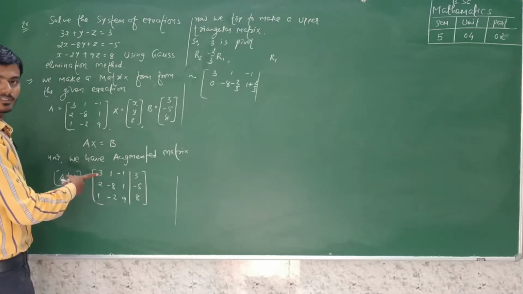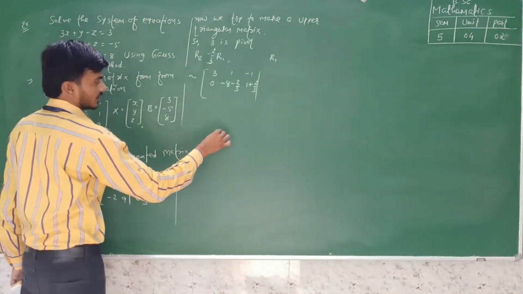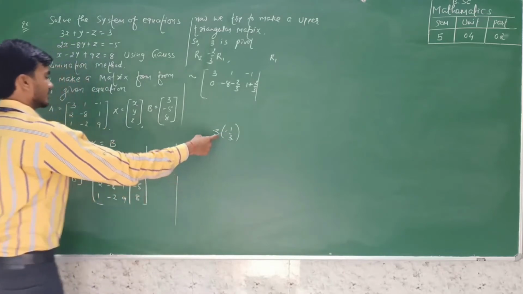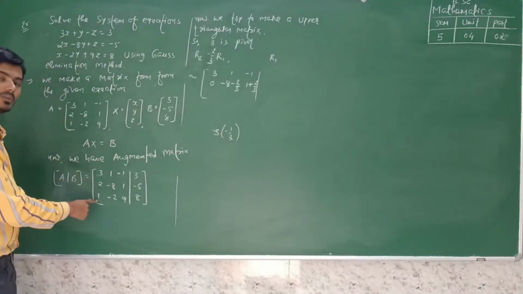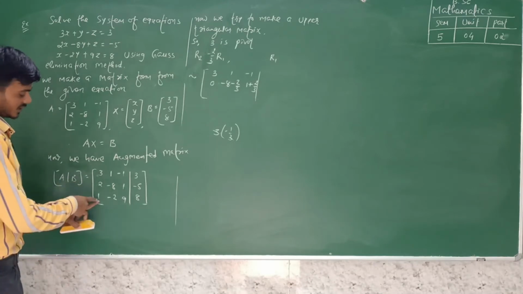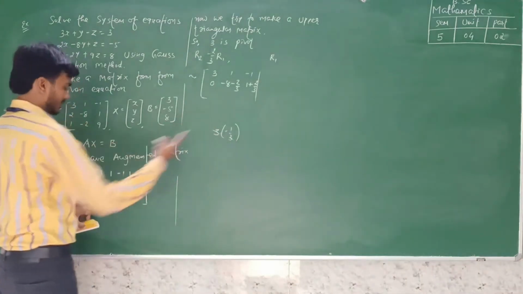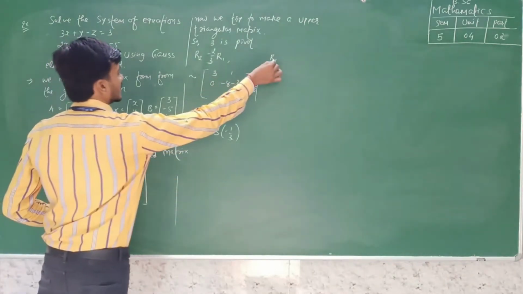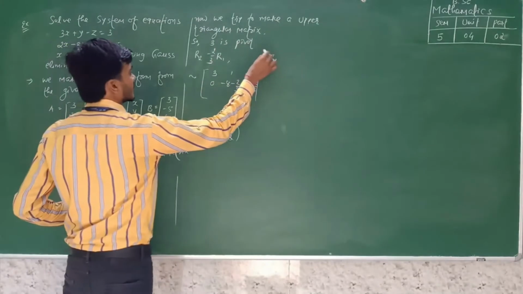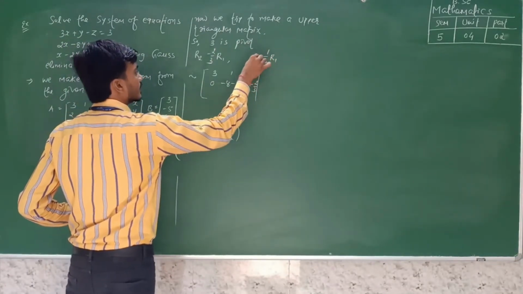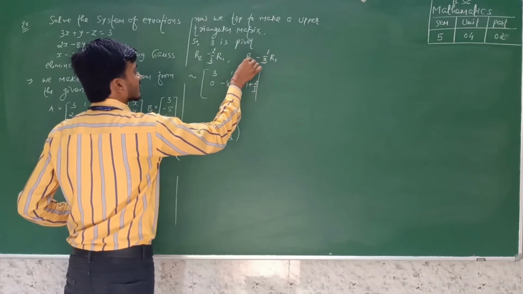So minus 1 by 3. 3 into minus 1 by 3, 3 cancel, remaining minus 1. This minus 1 value is added into the third row. In the third row, 1 positive 1 can be there and minus 1 will be added. So 0, 1 minus 1, that means 0. So every element of the first row is multiplied by minus 1 by 3 and added into R3.